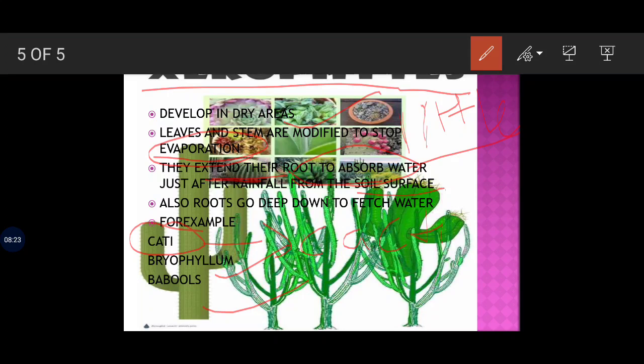So students, that's all about the classification of plants. We are ending with the plant parts. The part which was dealing with plants we have now completed. Now we will begin with the classification of animals in the next class. Your homework is to draw one mesophytic plant, one hydrophytic plant and one xerophytic plant, and you need to do the written work, which will be sent in the class group.